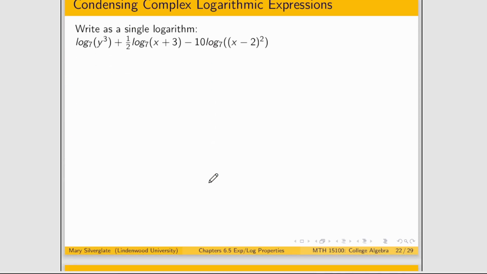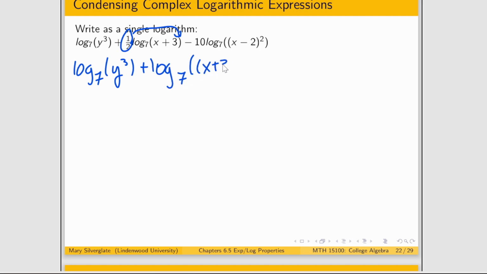Now let's deal with a case where we have a little bit more going on in the logarithm. So first thing we do need to make sure we deal with here is any case where we can employ the power rule. So for this very first term, it looks like the power rule has actually already been applied. I already have a y to the third inside, and then we've got nothing on the outside. So I'm just going to rewrite it for now. For this next one, this 1/2 on the outside moves to the inside. So that becomes log base 7 of x plus 3 all to the 1/2 power.